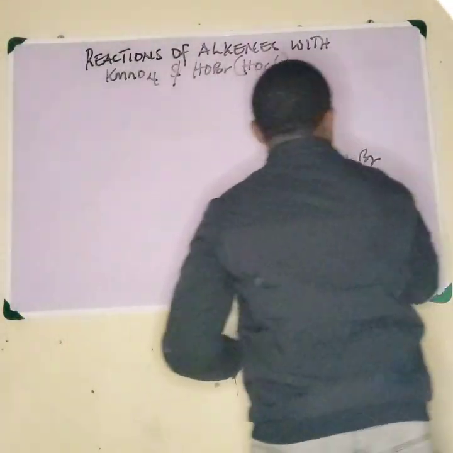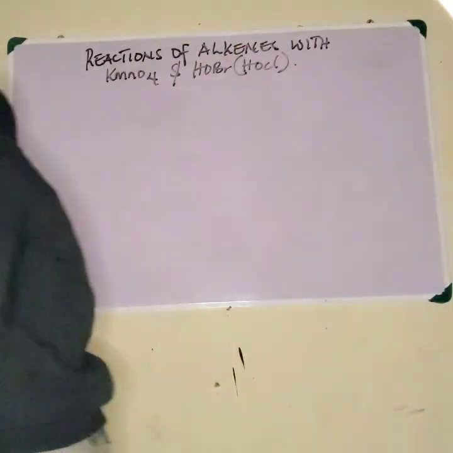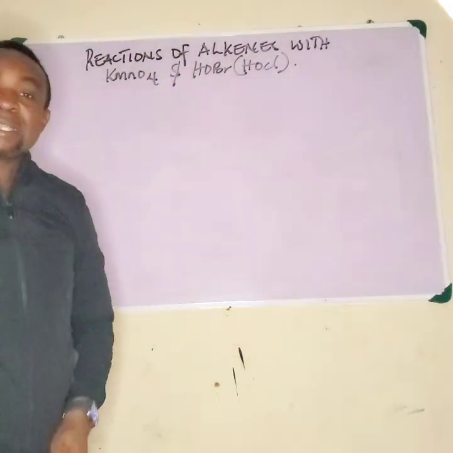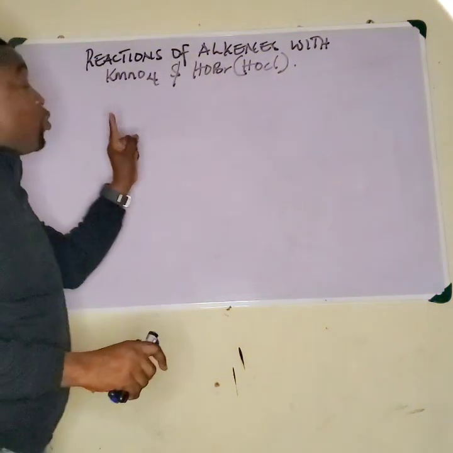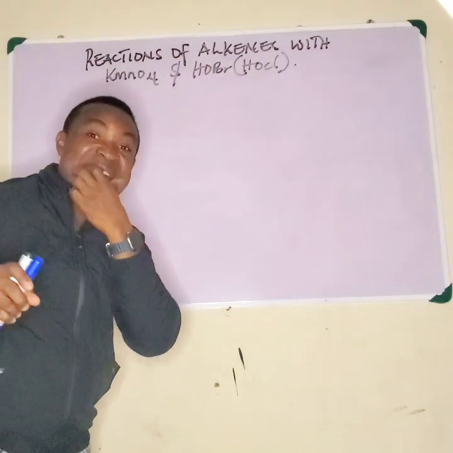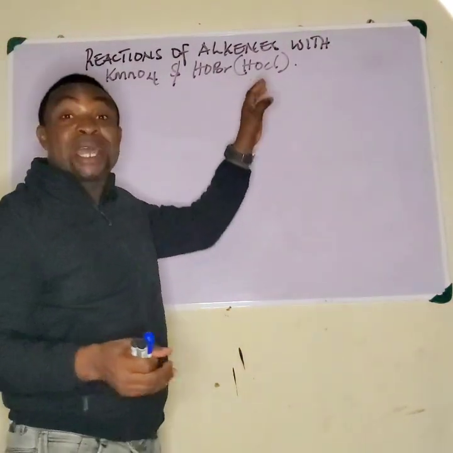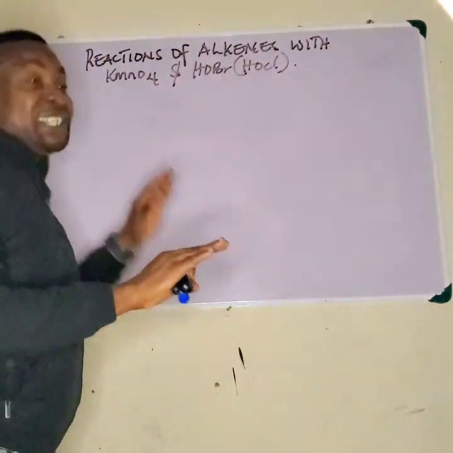So KMnO4, we all know, is purple in color. So one of the tests of alkenes is that they decolorize KMnO4 from purple color to a colorless compound, known as ethylene glycol. They also decolorize bromine water to colorless. So we are going to see this reaction.